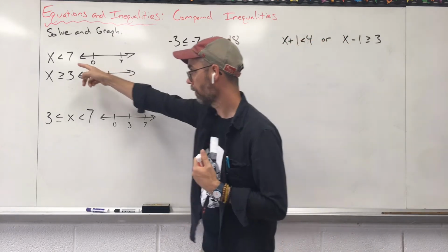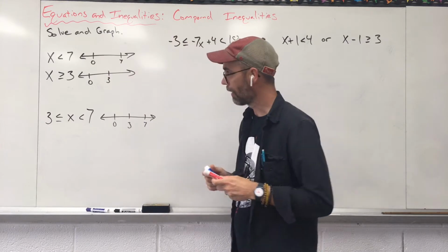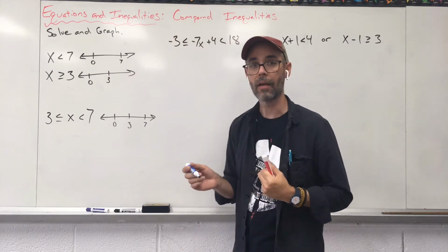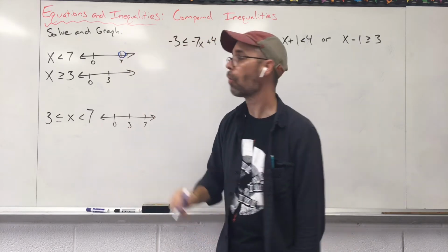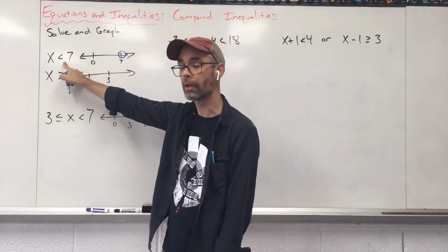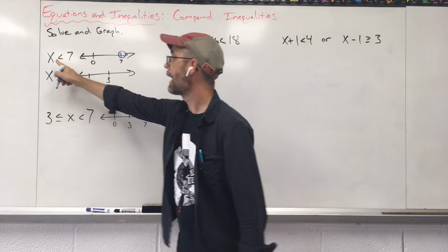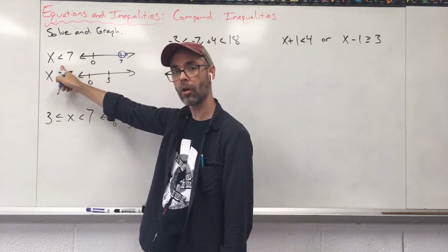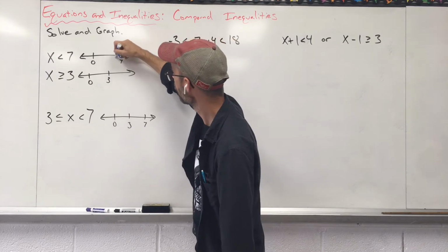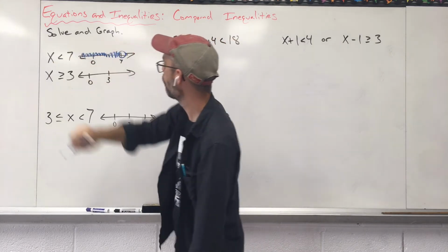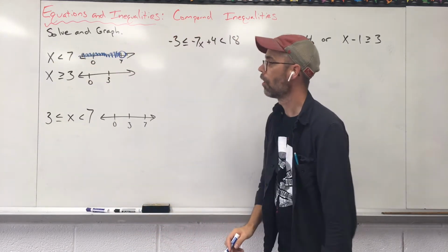First off, we know how to graph this top one, x less than 7. At the 7, there's going to be an open circle. Why an open circle? There's no equal sign. X is smaller than 7. What's a number smaller than 7? 6, 5, 4, negatives, all those numbers to the left.